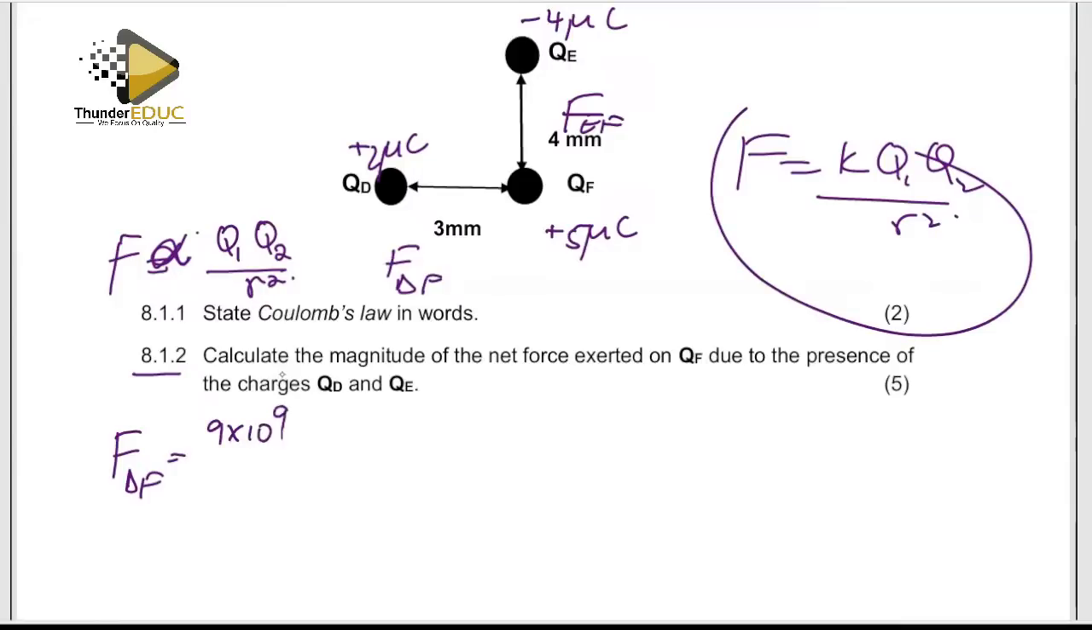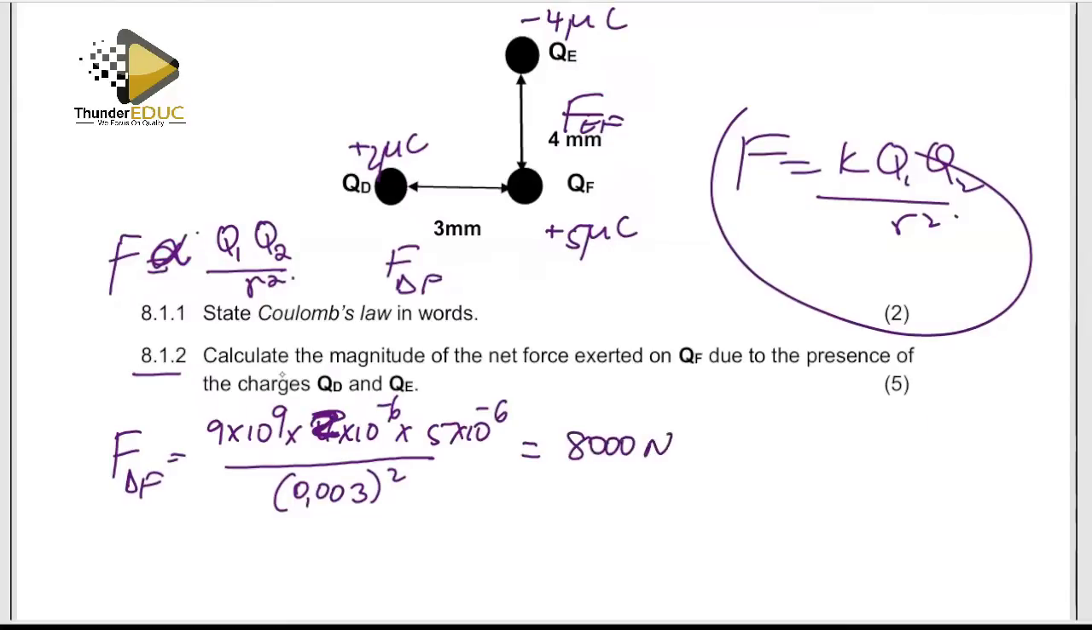So 9 times 10 to the 9. The Q1 is 4 times 10 to the negative 6. And then, why am I using 4? We said DF, so it's a 2. And then we have 5 times 10 to the negative 6 divided by, we need to change this to meters, divided by 1,000, 0.003, but squared. So this DF gives me an answer of 8,000 newtons.